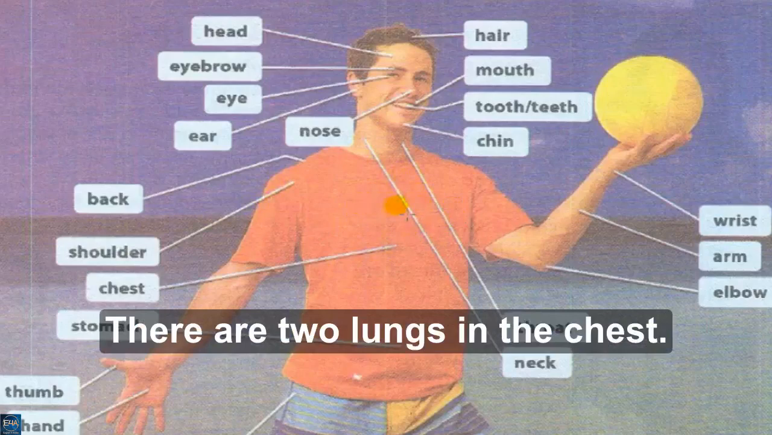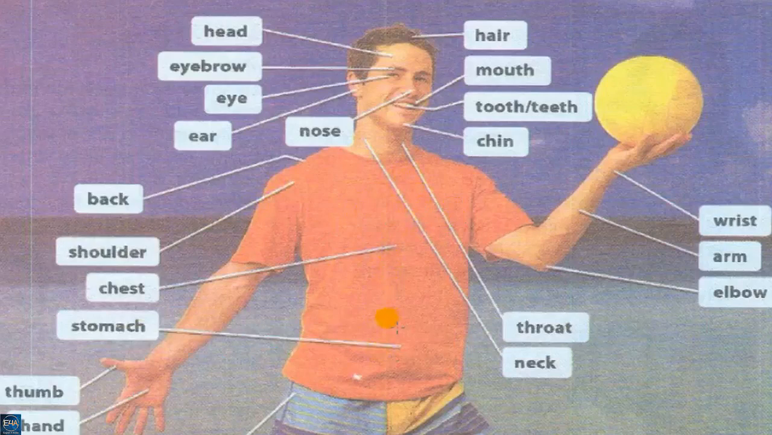There are lungs in the chest. Stomach. Throat. Neck. Wrist, W silent. Arm. Elbow. This is the elbow.